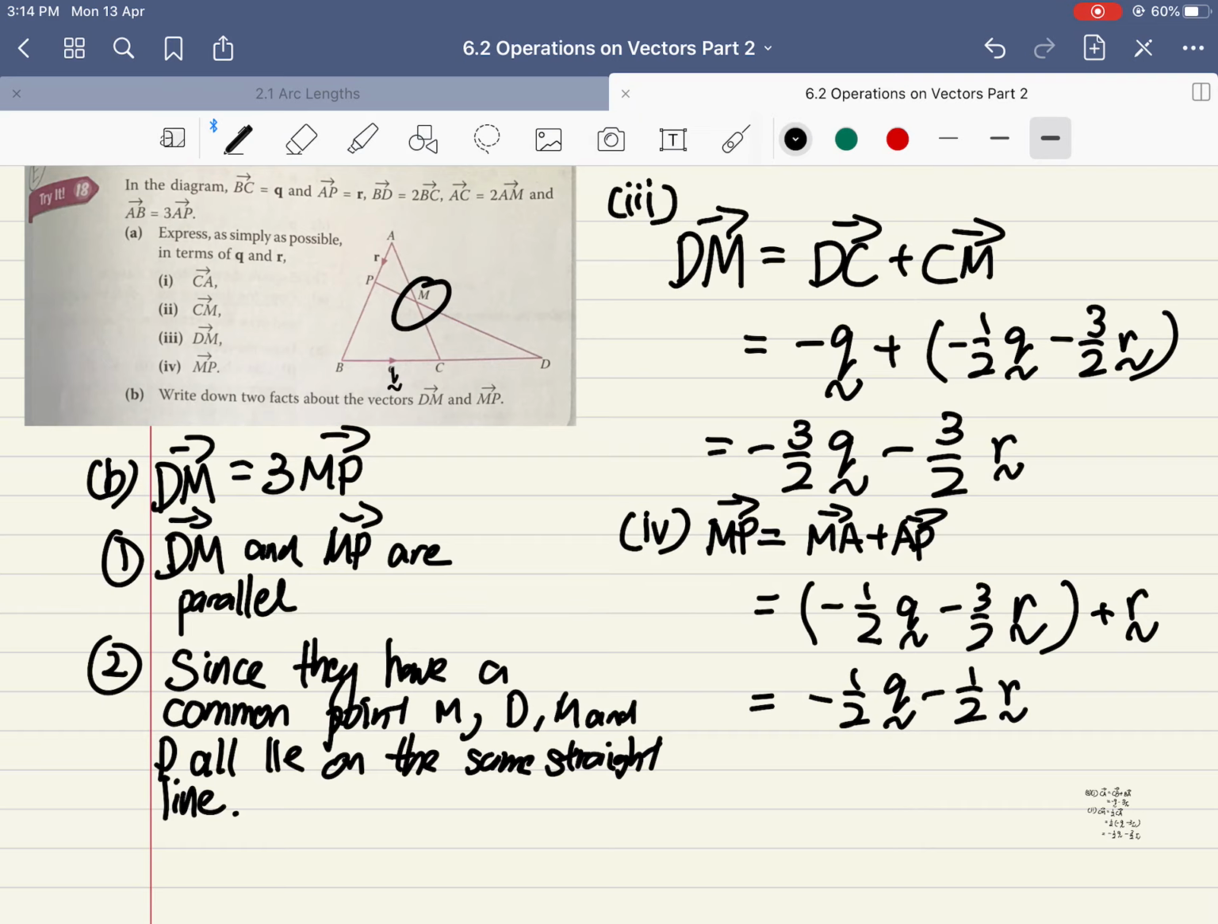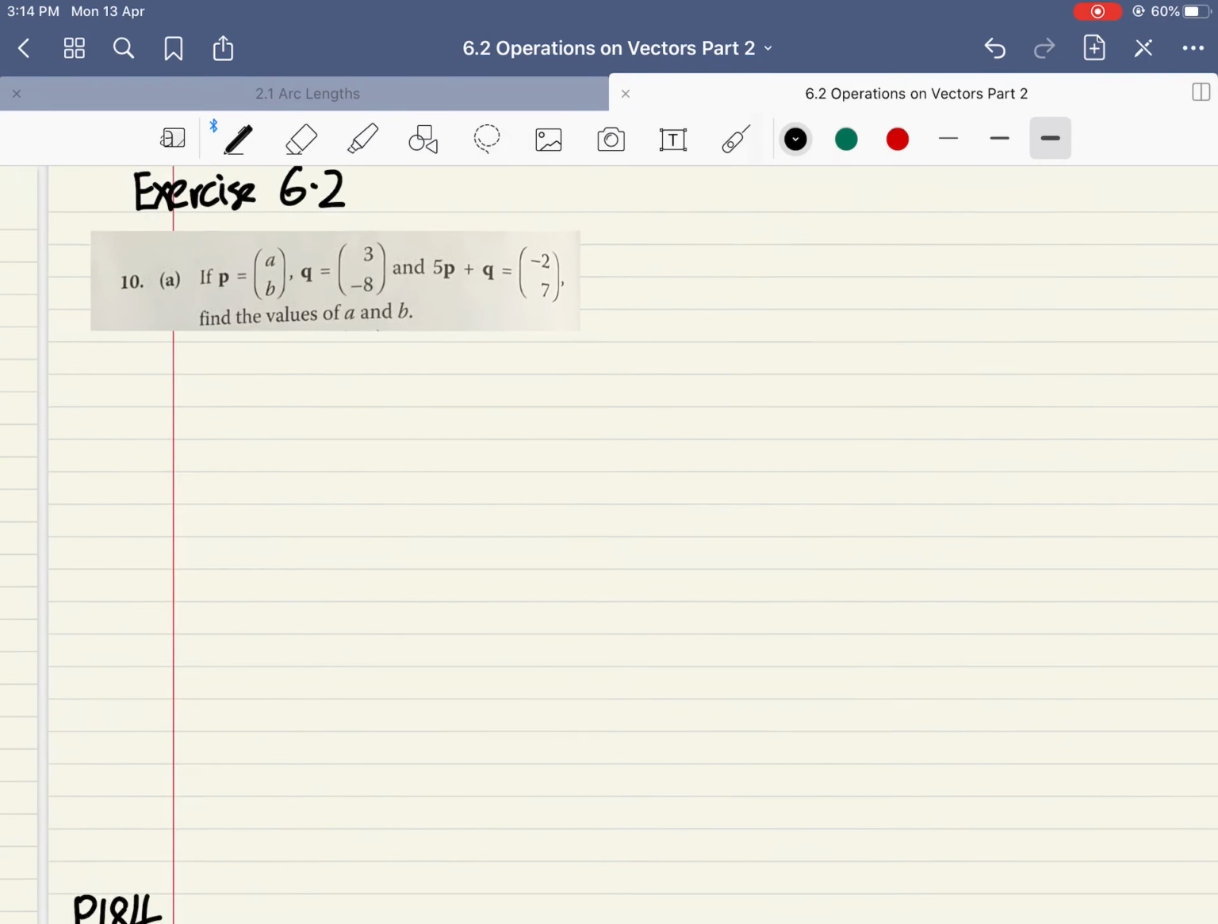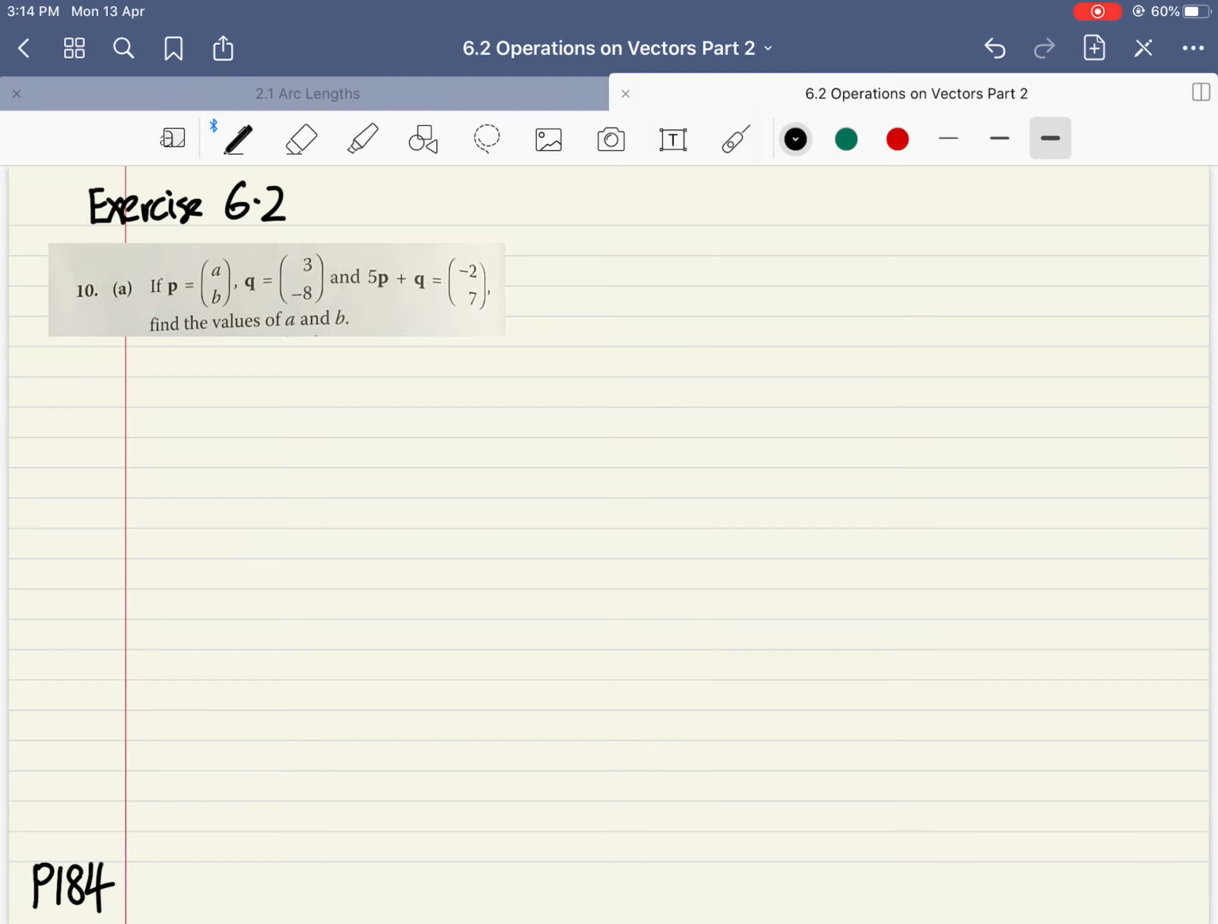Alright, okay, so those are my two facts. Okay, I will move on to the next one. I'm now on exercise 6.2. This is on page 184 of your textbook. Just take a moment to flip and go read.